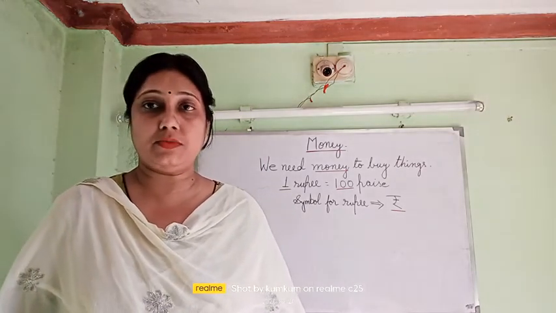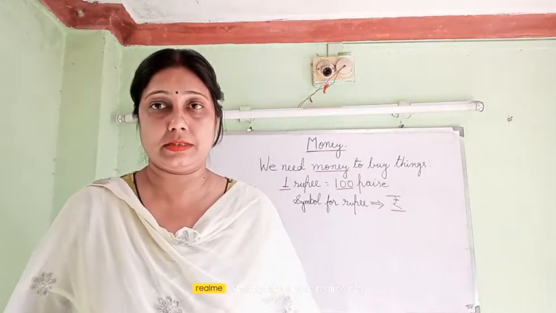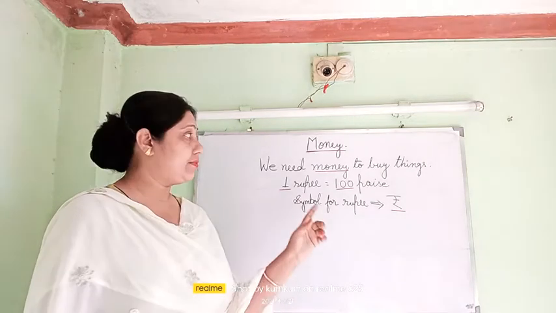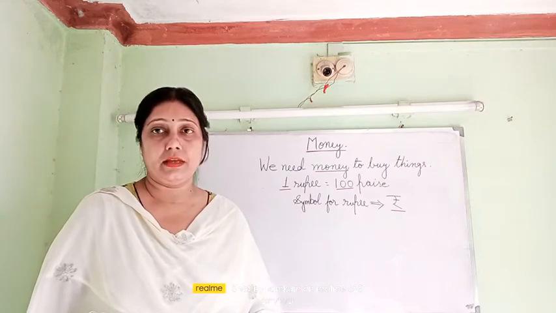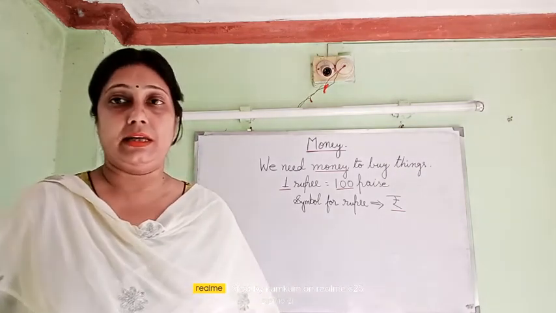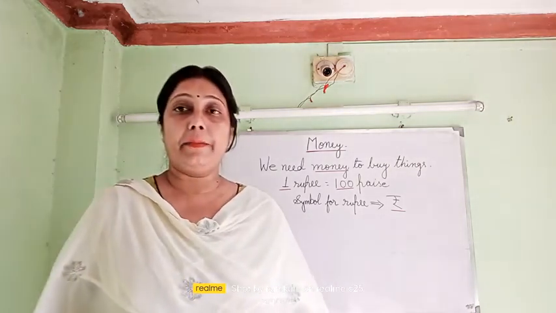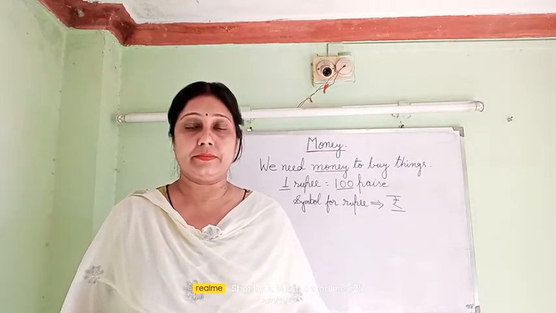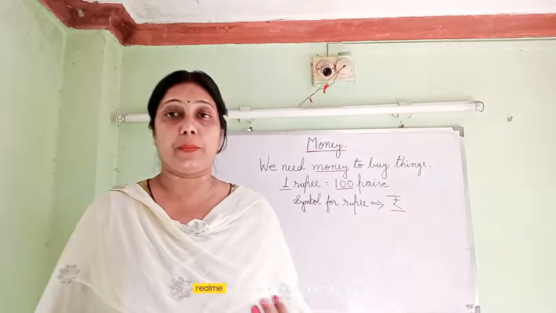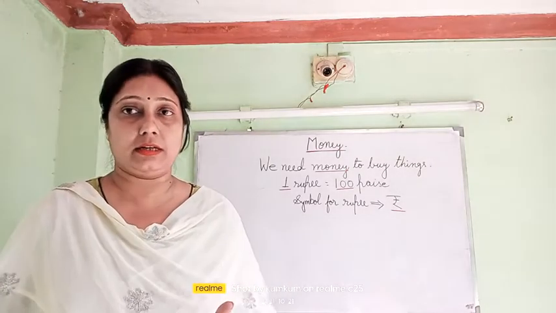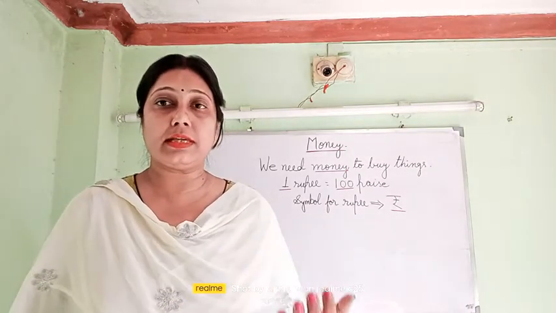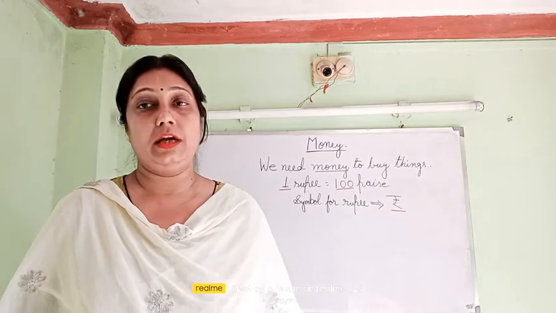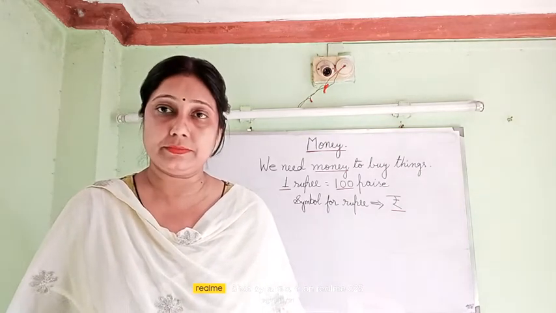Now, today onwards, we have started our third term syllabus. The first chapter in your syllabus is money. Now, what is money? Money is used to buy anything. In return from the shopkeeper, you take the goods, and in return you give something to the shopkeeper. That is the money. We need money to buy things.